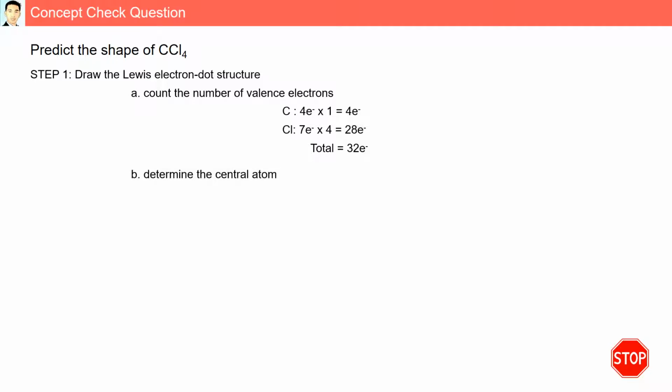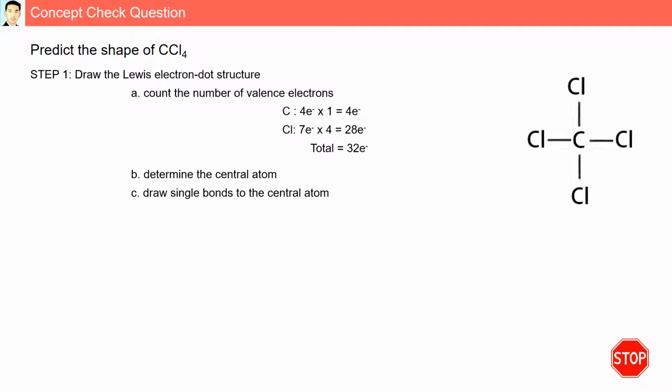B. Determine the central atom. Here the central atom is carbon and the 4 chlorines are surrounding it. C. Draw single bonds to the central atom. Here are the single bonds.